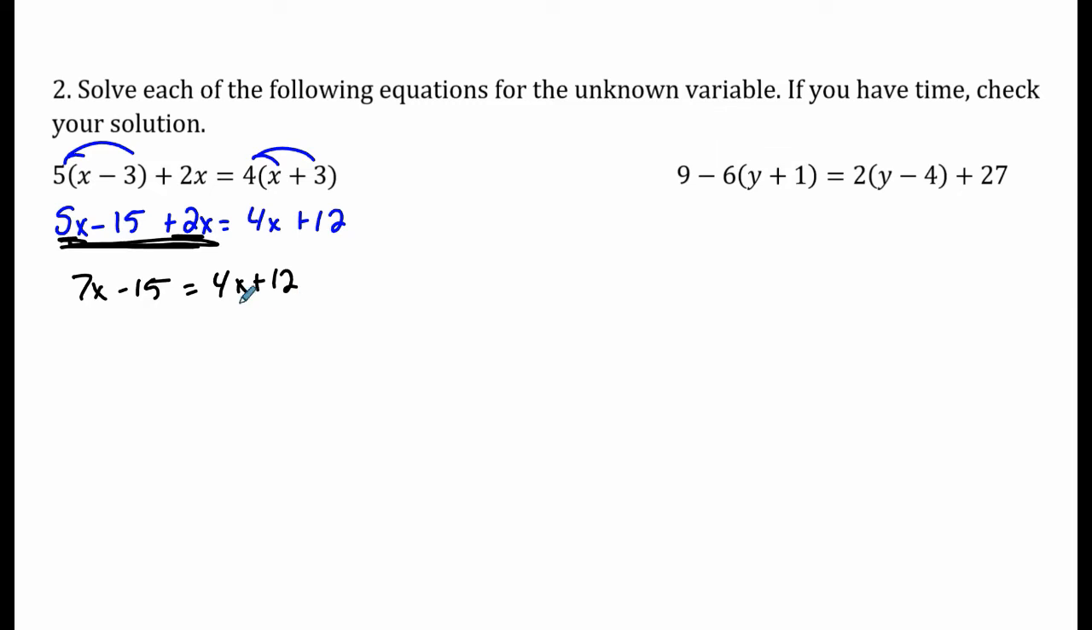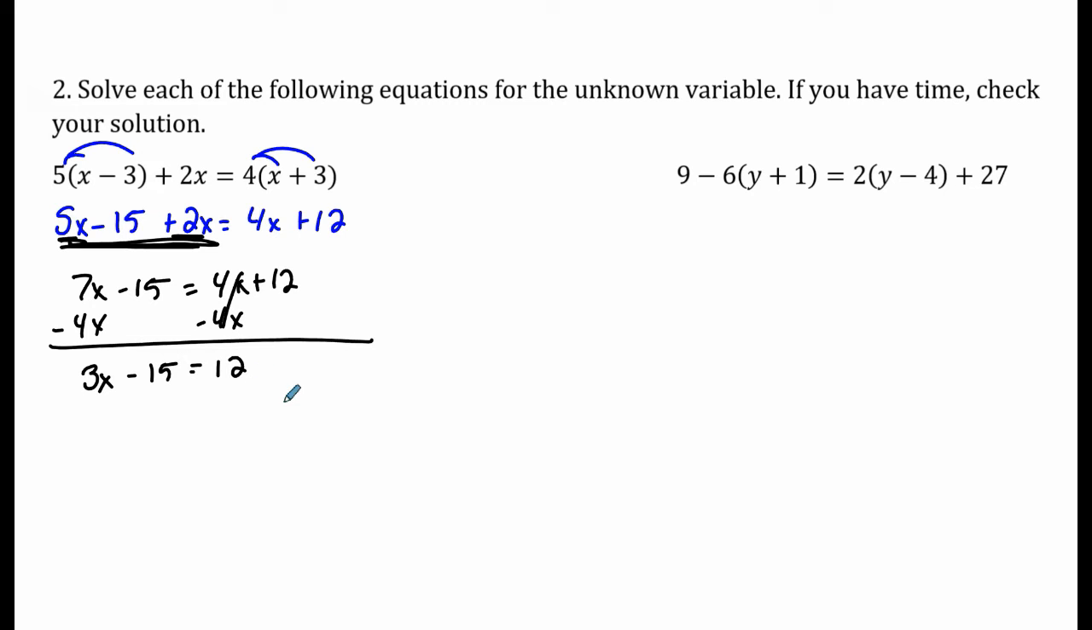Well, the equation I ended up with here has the same structure as the one that I solved before. So I'm going to make a choice. I'm going to subtract 4x from both sides. I don't know why I made that choice, maybe to keep my x's positive. But I made a choice of subtracting 4x. Maybe you made another one, but we're going to end up at the same spot.